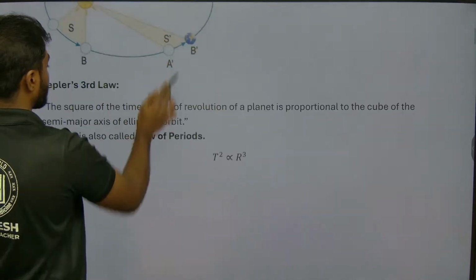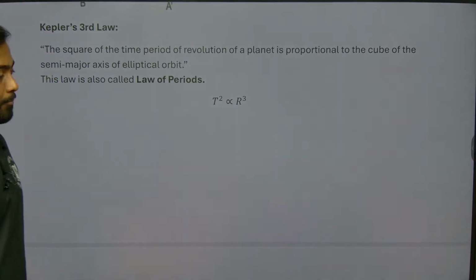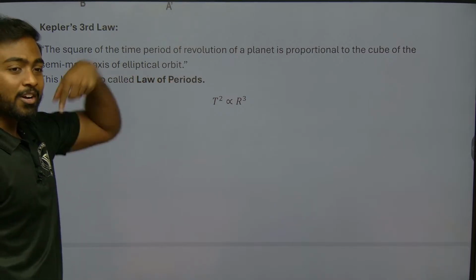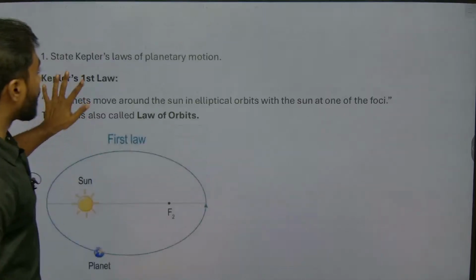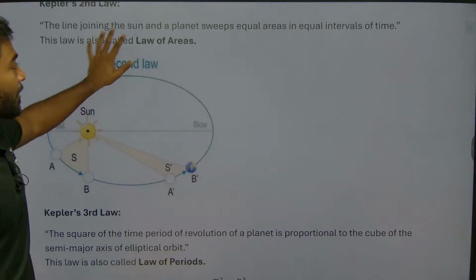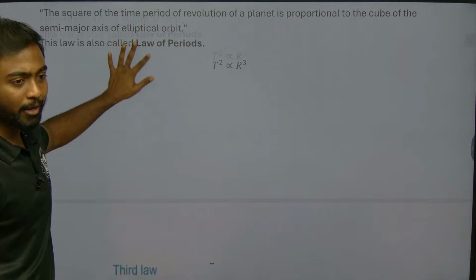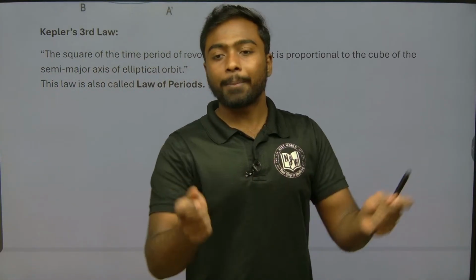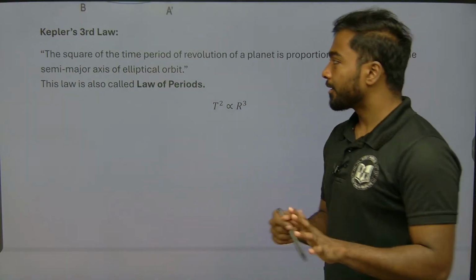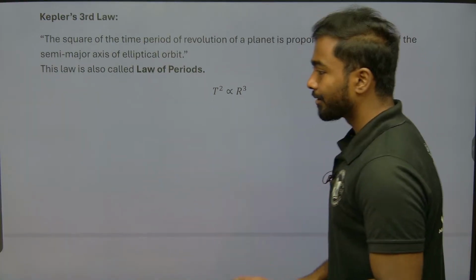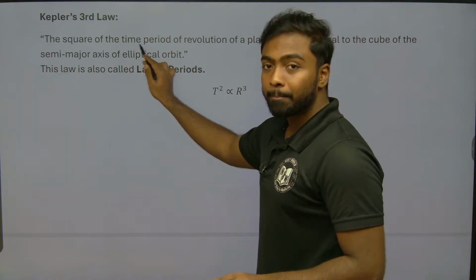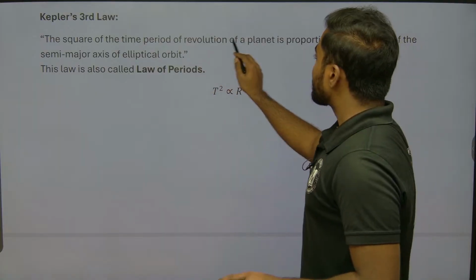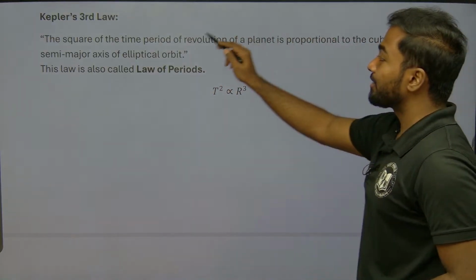So the next one is Kepler's third law. It is the law of periods. The first one is the law of orbits, the second is the law of areas, the third is the law of periods. If you remember these three points, it's enough and we can elaborate the sentences. Here, the square of the time period, T squared, of revolution of a planet is proportional to the cube of the semi-major axis.